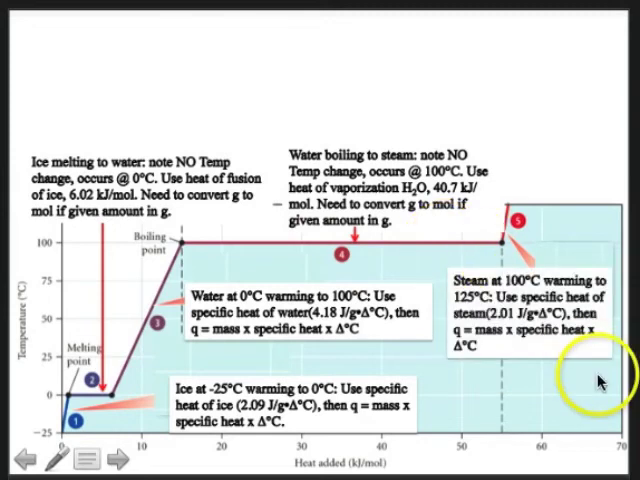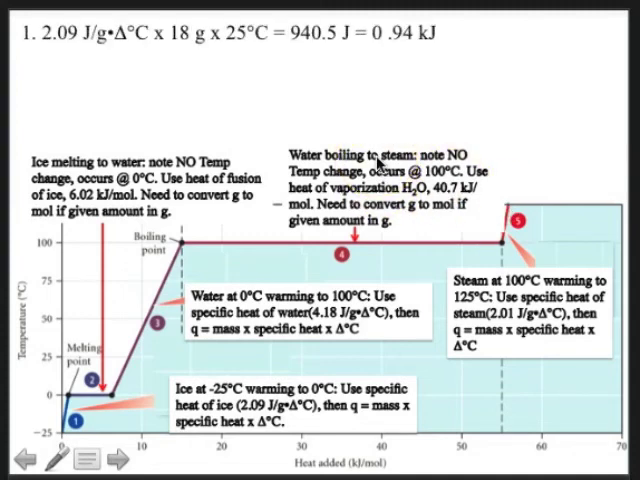The last step is when we have steam at 100 degrees and we want to warm it to steam at 125 degrees. For this we use the specific heat of steam, 2.01 joules per gram delta degrees C. And that will actually bring the temperature of the steam beyond 100 degrees to 125 degrees. So let's look at each one of these calculations.